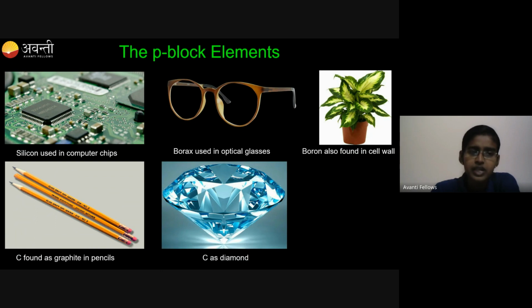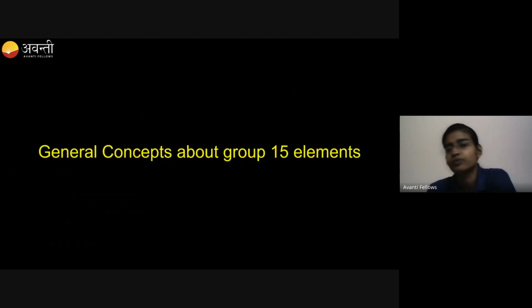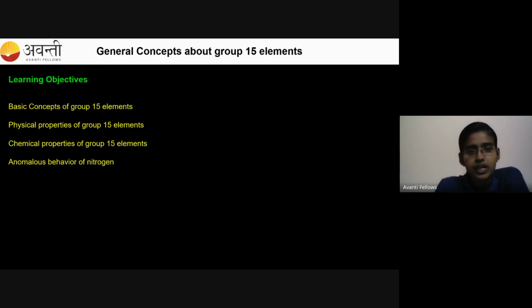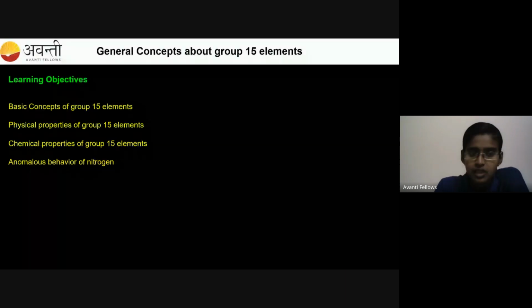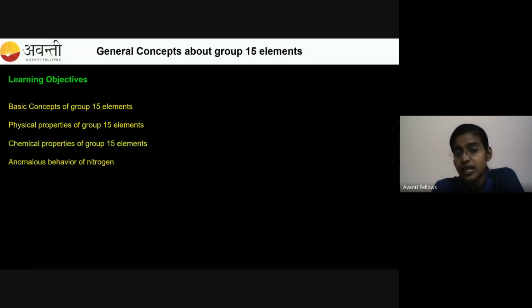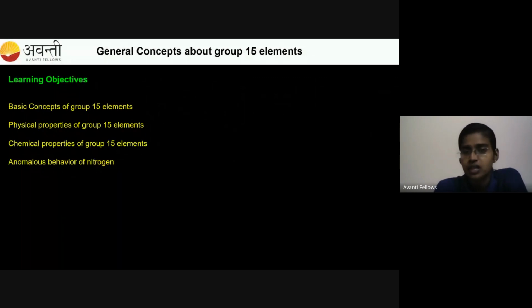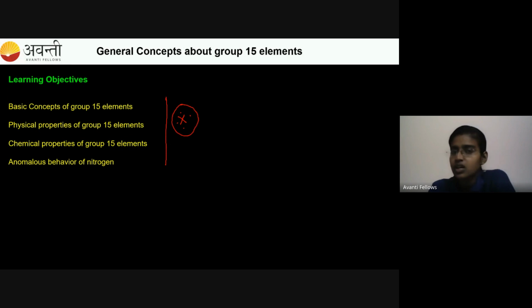Now we are going to deal with group 15 till 18. The first topic for group 15 is the general concepts about group 15 elements. Under this topic, we are going to discuss basic concepts of group 15, physical properties, chemical properties, and anomalous behavior of nitrogen. Anomalous means different, some kind of unique behavior of nitrogen. These are the 4 topics we are going to discuss, and all 4 are included and very important for you. Not even a single topic here is deleted. Likewise, the same 4 topics, basic concept, physical and chemical properties, and anomalous behavior of oxygen, will be discussed in group 16, group 17, and group 18. This is the pattern that we are going to follow for this lesson.